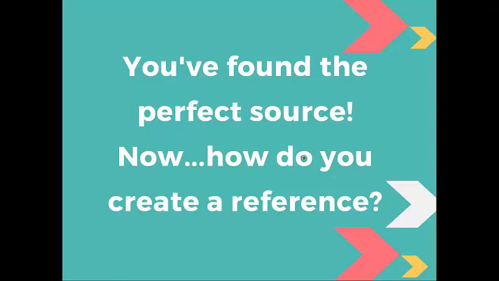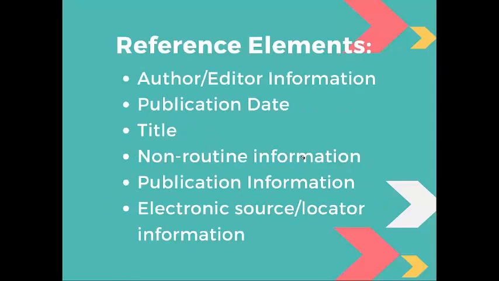Well, the first thing you want to do is figure out what kind of source this is. That's a critical piece of information to ascertain, because depending on if it's a book or a journal article or a streaming video, you're going to need to collect different information and you're going to need to format it in different ways. So here is a list of the different reference elements, and they're going to be different, as I said, depending on what kind of source you have.